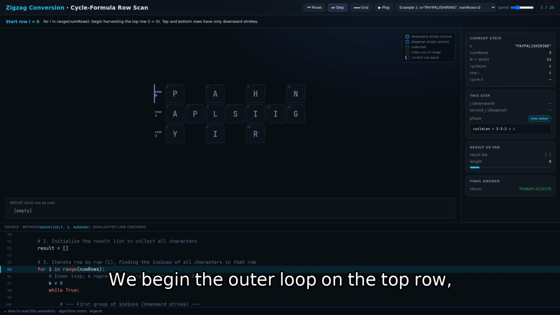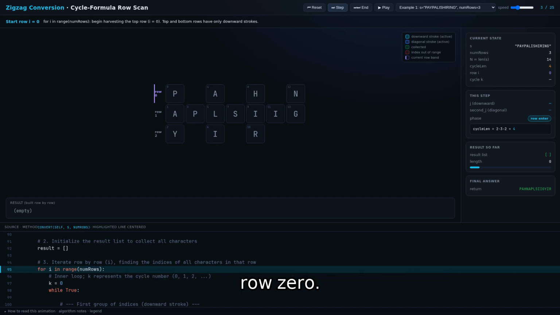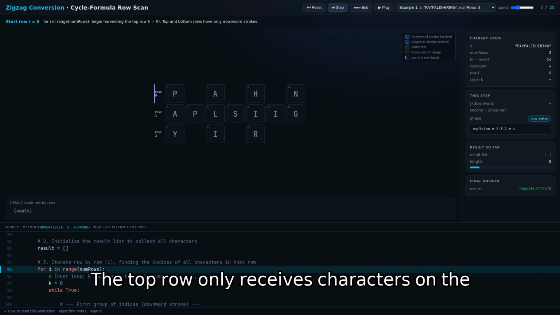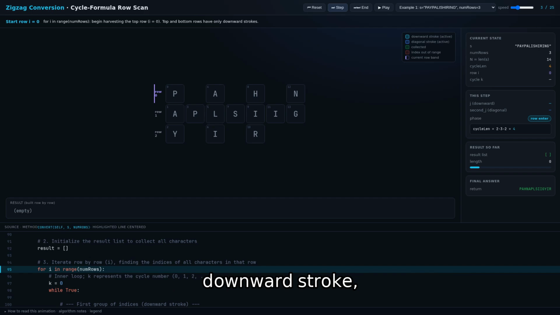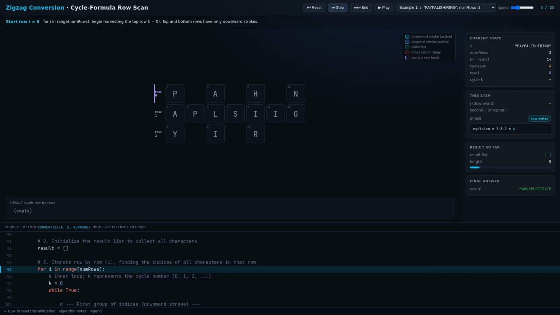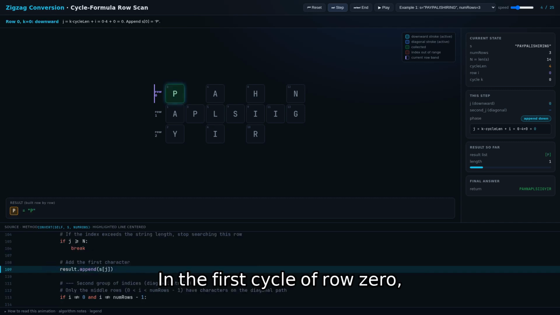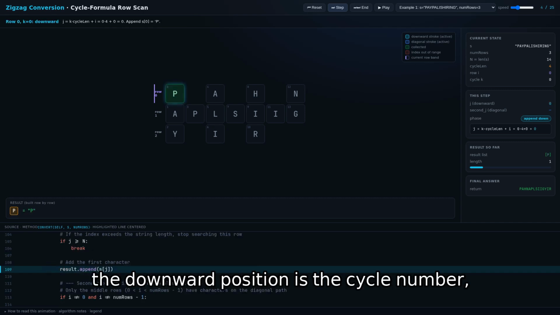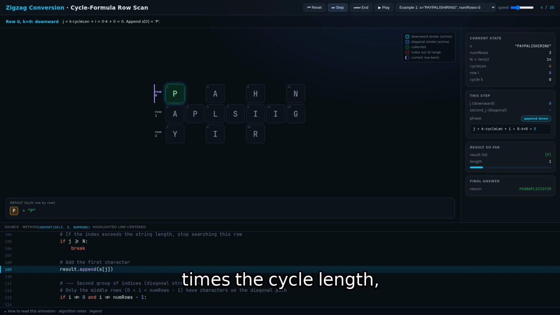We begin the outer loop on the top row, row 0. The top row only receives characters on the downward stroke, 1 per cycle, so it is the simplest row to collect. In the first cycle of row 0, the downward position is the cycle number, 0, times the cycle length, 4, plus the current row, 0, which gives 0. Position 0 holds the letter P, so we append P to the result.